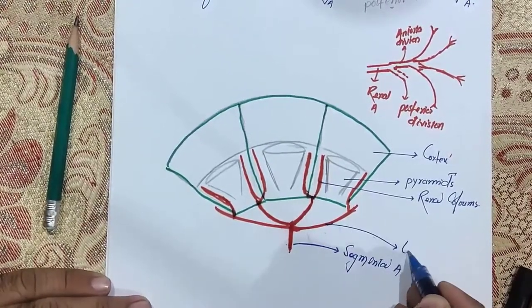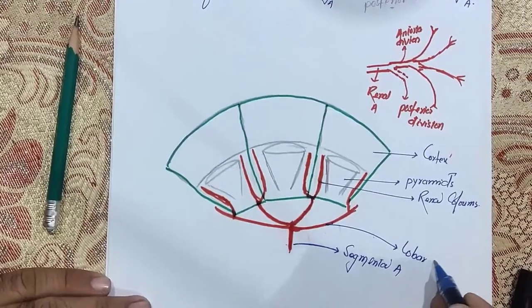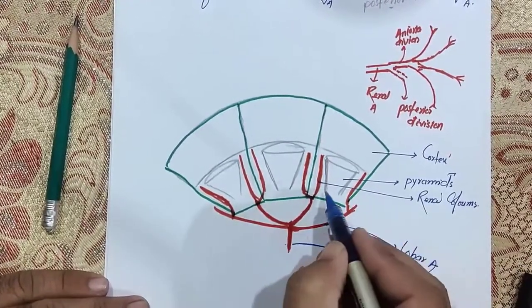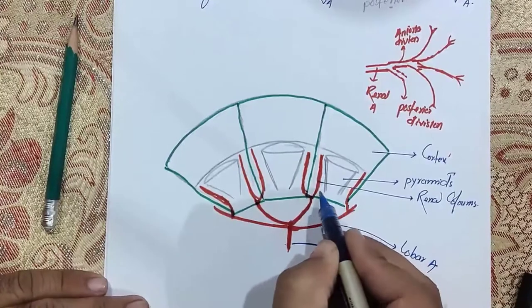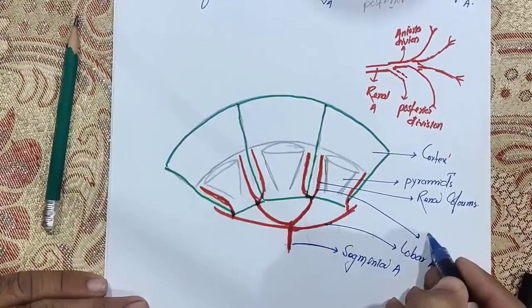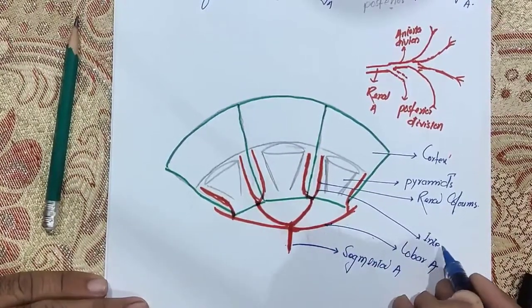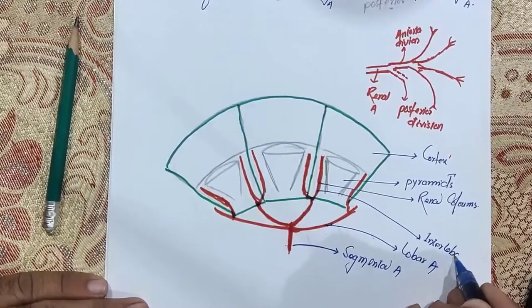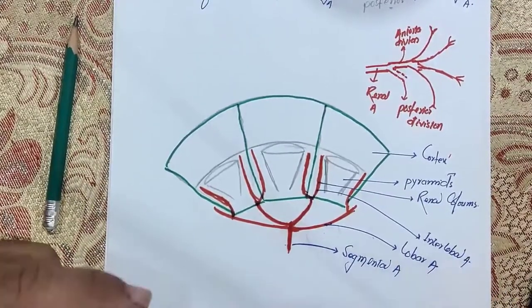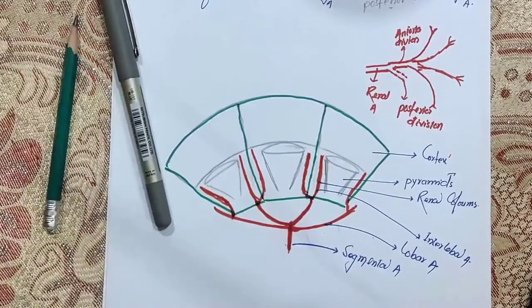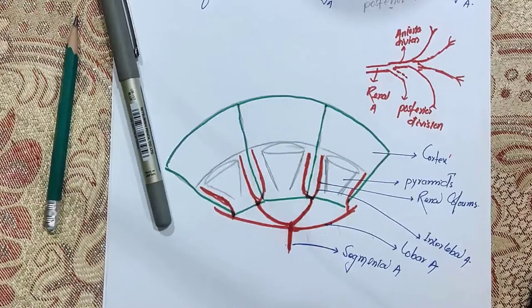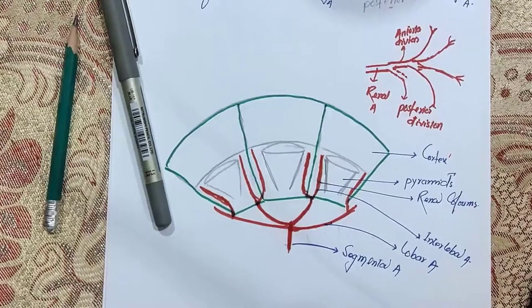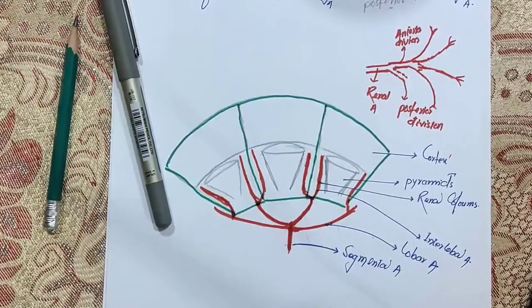These are lobar arteries. Right. And what are these? These are interlobar arteries. It's quite easy. Now, what will these interlobar arteries do? Interlobar arteries will give other branches which we call the interlobular arteries.